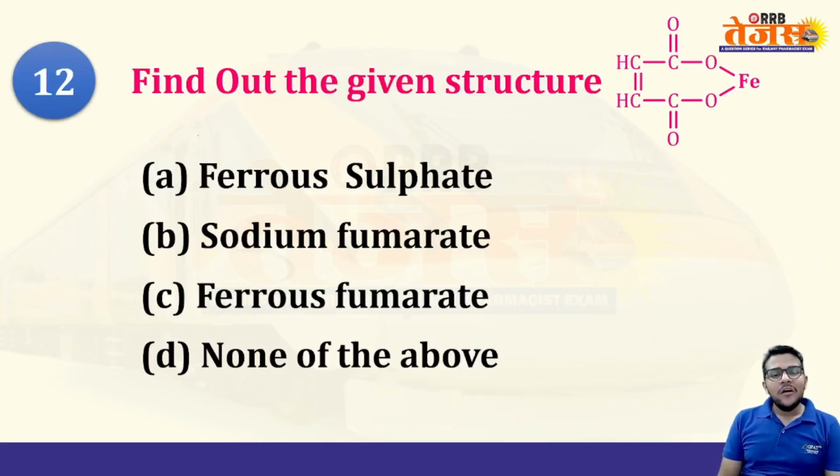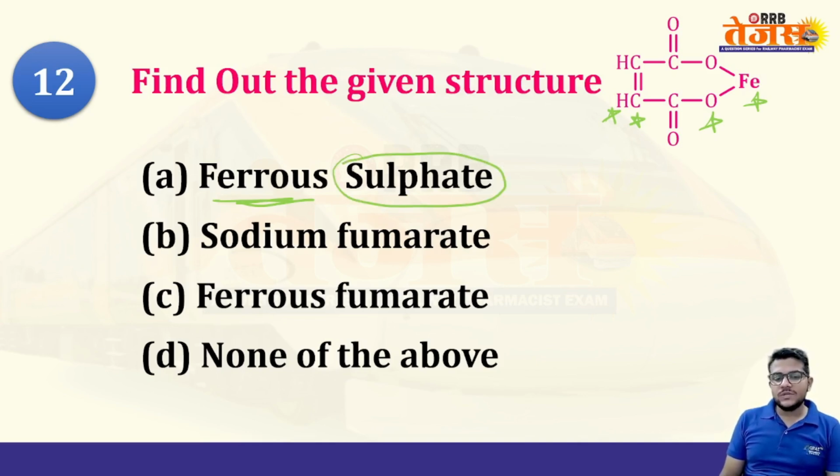Next, find out the given structure. For the given options, first of all you have to just see the structure. In this structure you are able to see carbon, hydrogen, iron and oxygen. Got it? So, ferrous sulfate: I don't think there is a sulfate group, is there? So the sulfate group is not there.